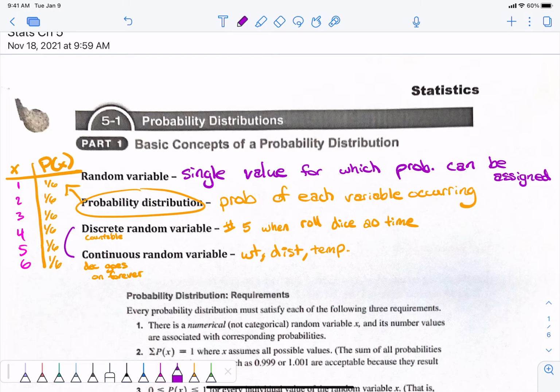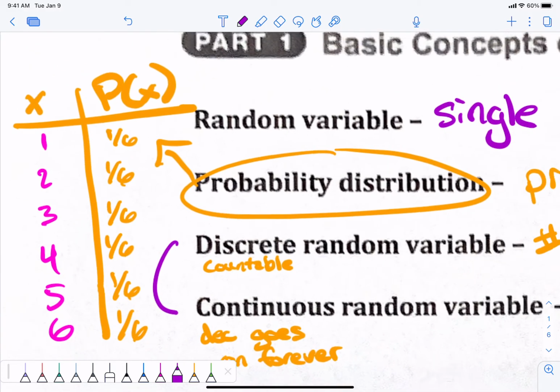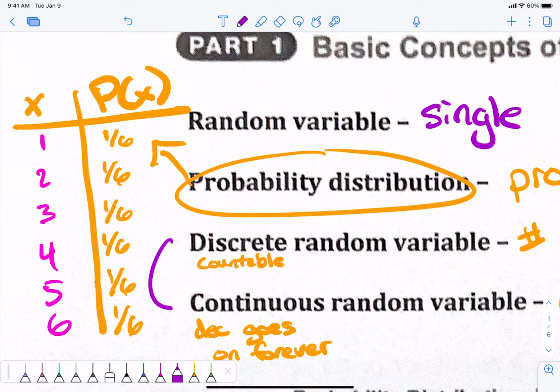We have a checklist of things that are required in order to make a probability distribution. You can't just make a probability distribution with anything. There are some qualities of a probability distribution. So this is a probability distribution. What has to take place? Look at the probabilities. What's one thing you notice?